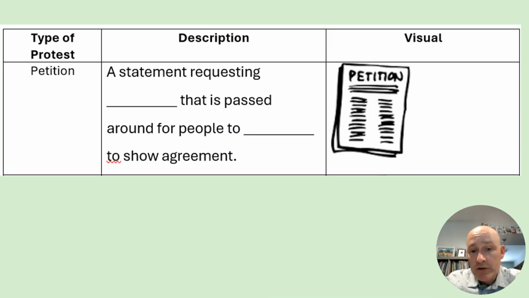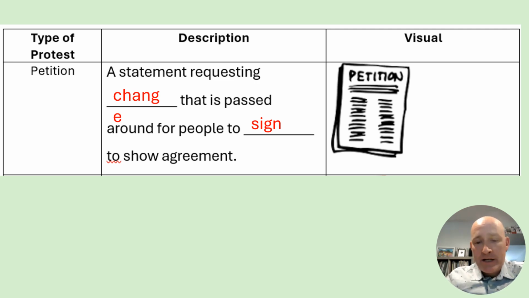So there are things you can do to protest. One is petition, and that's the request to change for people to sign to show agreement or disagreement with a certain issue, right? You can just get a bunch of people to sign and say we don't like this, put your signature, so it shows power that these group of people agree or disagree with your law or your action.